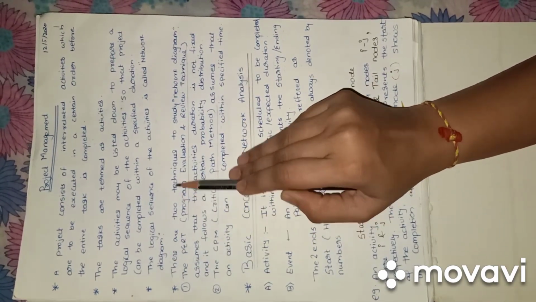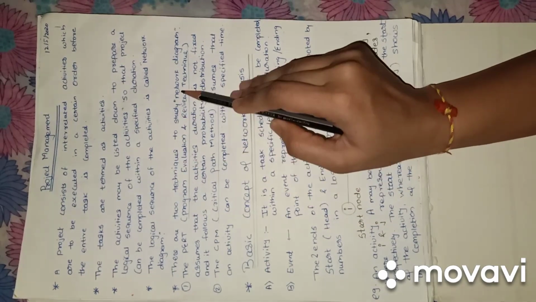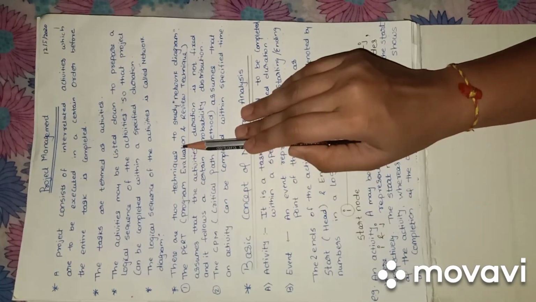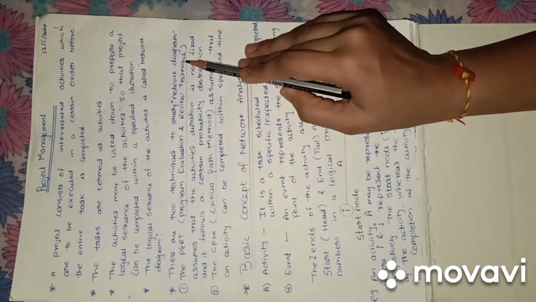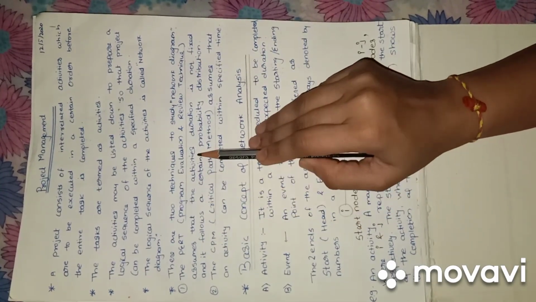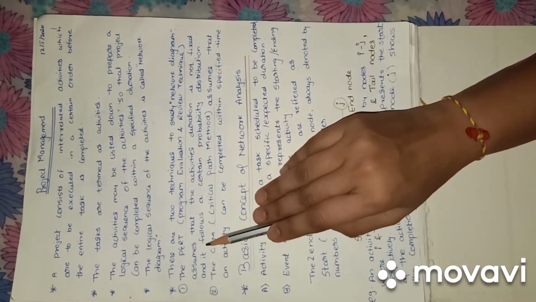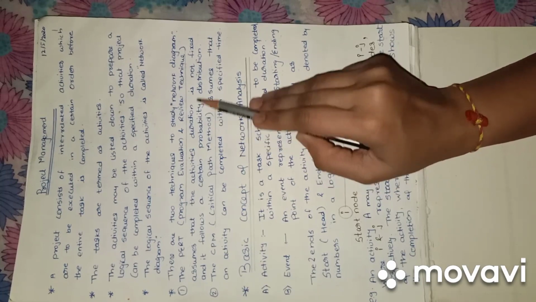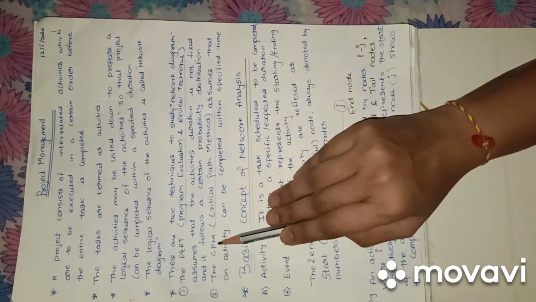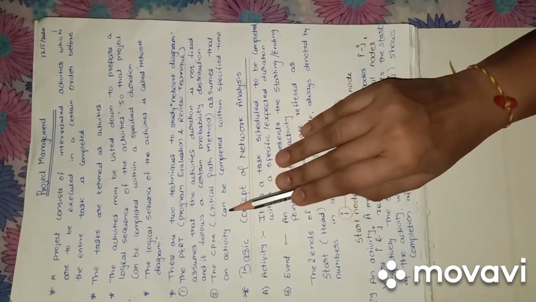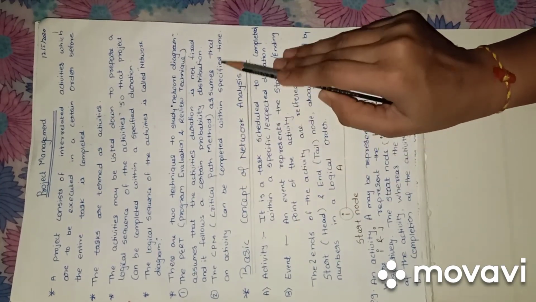There are techniques to study network diagrams. The first technique is PERT, Program Evaluation and Review Technique. It assumes that the activity's duration is not fixed and it follows a certain probability distribution. The CPM, Critical Path Method, assumes that an activity can be completed within a specified time.